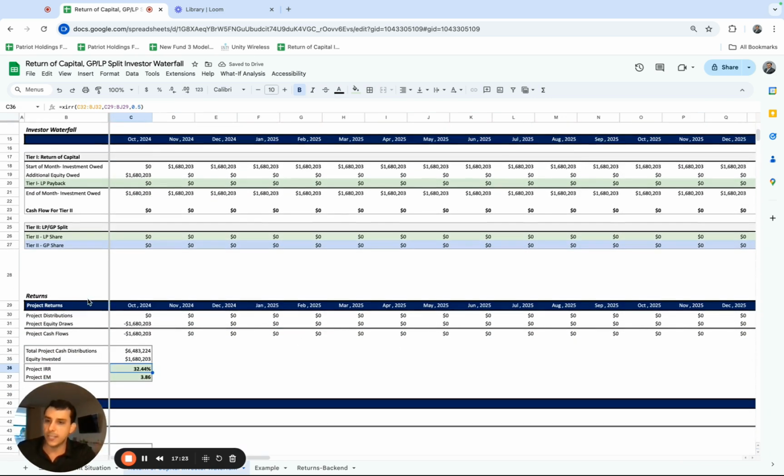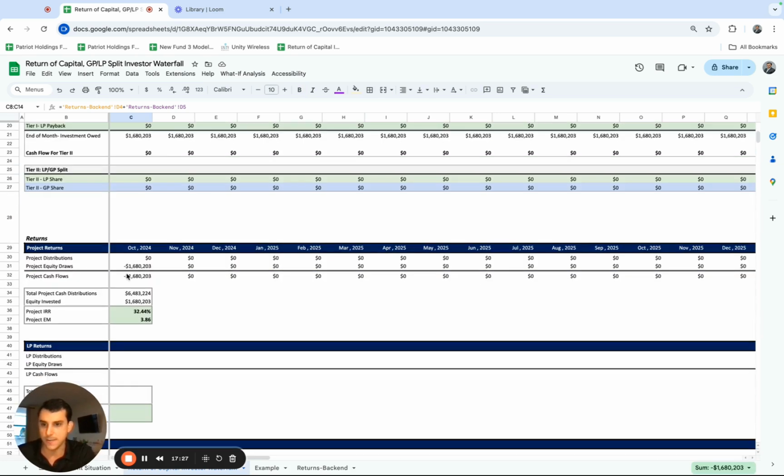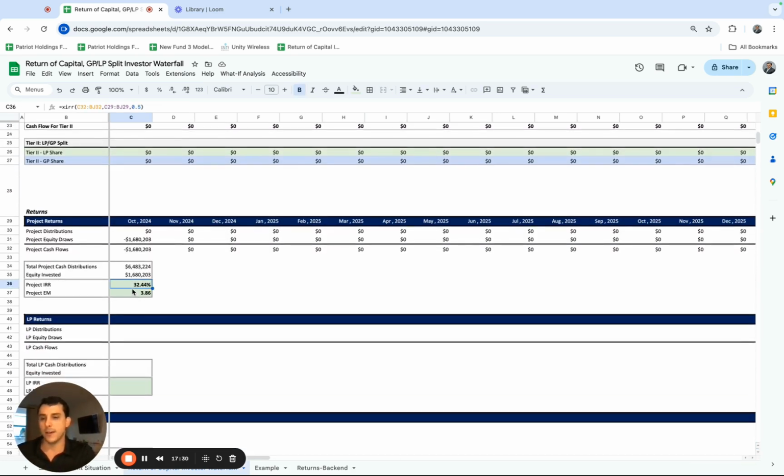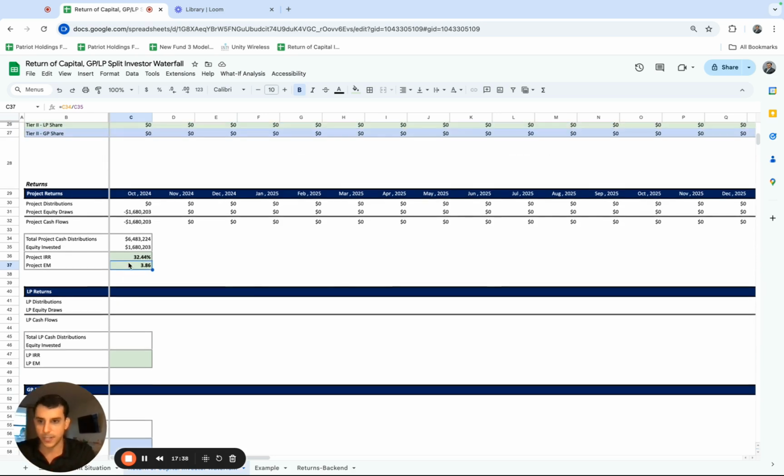So what this is telling us, this is project level. This is just looking at these cash flows on the project and saying this project is a 32% IRR and a 3.86% equity multiple. I'd throw my money into this personally, especially when the stock market is only giving 9.5% on average. But I digress. So let's go to the LP returns.